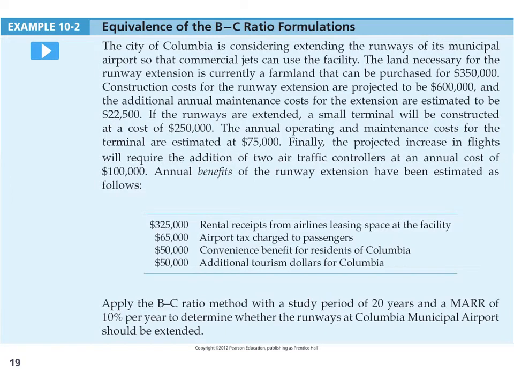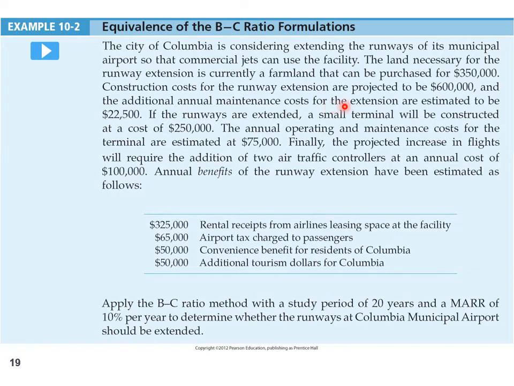So with this example, let's try to understand this method better. It says that in this example, the city of Columbia is considering extending the runways of its municipal airport so that commercial jets can use the facility. Okay, extending the runways is the project. The land necessary for the runway extension is currently a farmland, and we can purchase it this much. Okay, this is the cost of the land. Construction costs for the runway extension are projected to be, this is the construction cost.